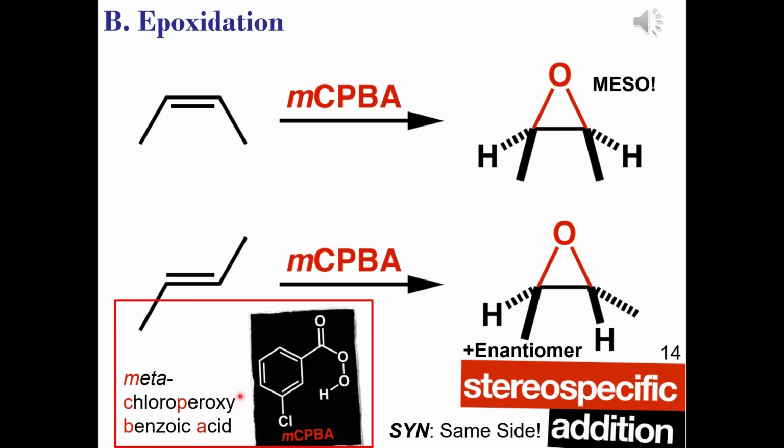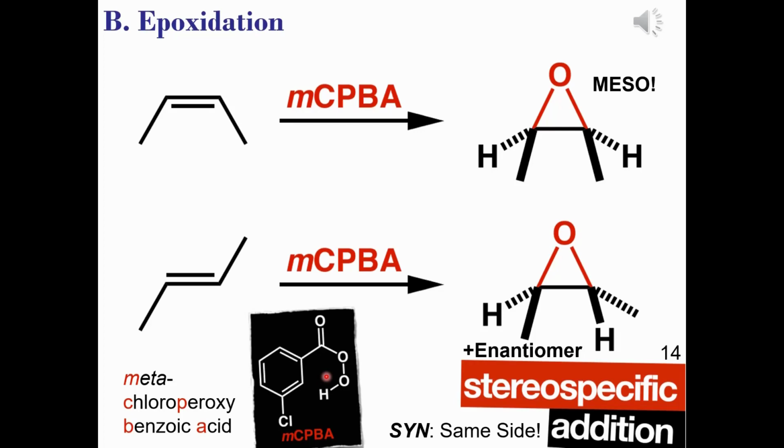This stands for metachloroperoxybenzoic acid. So these are peracids, and peracids have an additional oxygen atom in the carboxylic acid group, as shown. The mechanism for this reaction is beyond the remit of this course, but knowing the stereochemical outcomes is not.